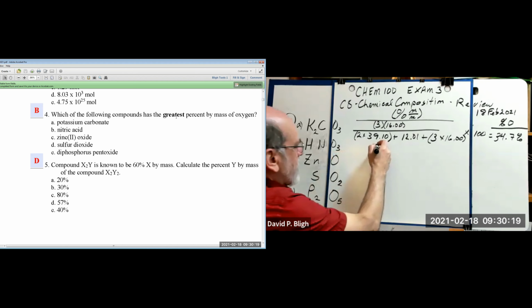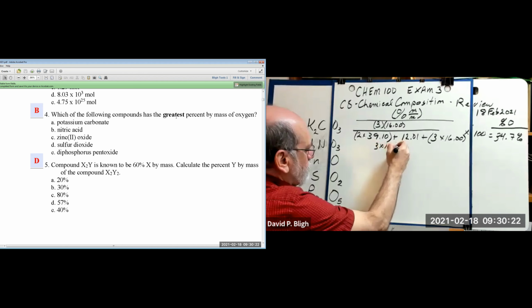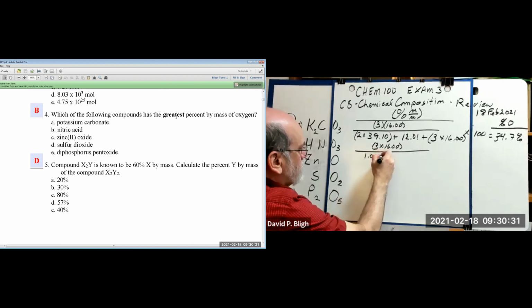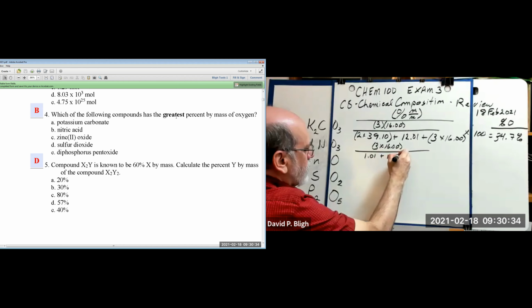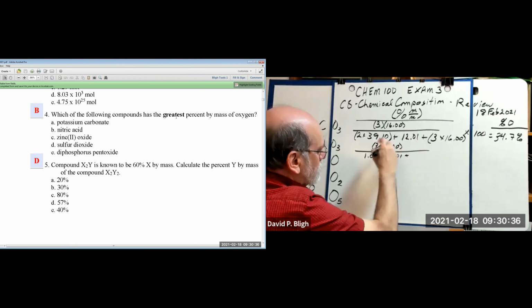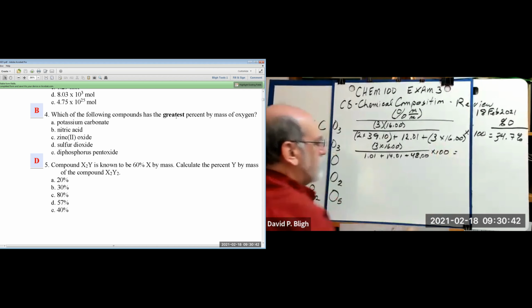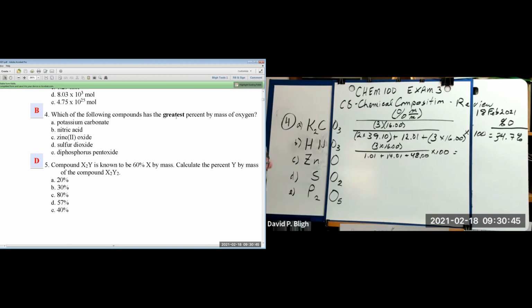So oxygen here is going to be the same. Divided by, I kind of switched those two close together, didn't I? Hydrogen is 1.01 plus nitrogen, 14.01, and 3 times 16, 48 times 100. Okay, so now we got 48 again on top, and then add 1.01 and 14.01 and divide them. So I get, and times 100, 76.2.